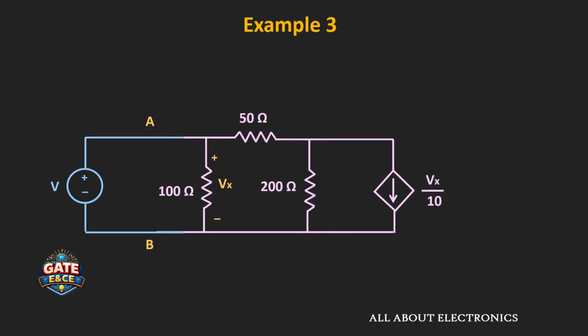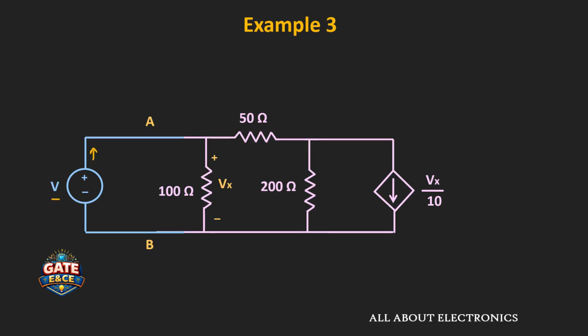If we apply the test current, then we need to find the voltage across this test current. And the ratio of this voltage to the test current will give us the equivalent resistance. Similarly, if we apply the test voltage, then we need to find the current which is flowing through this voltage source. And the ratio of this voltage to the current will give us the equivalent resistance.